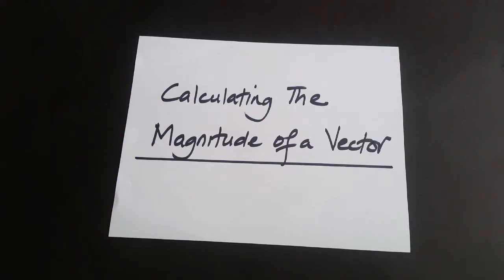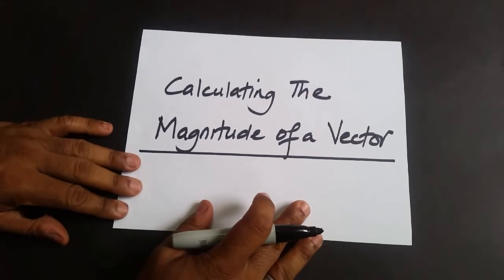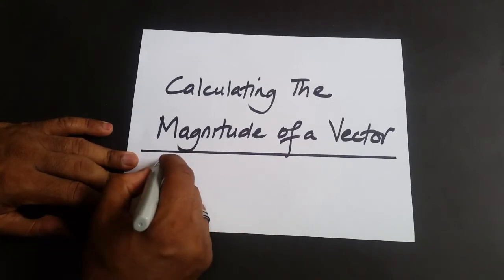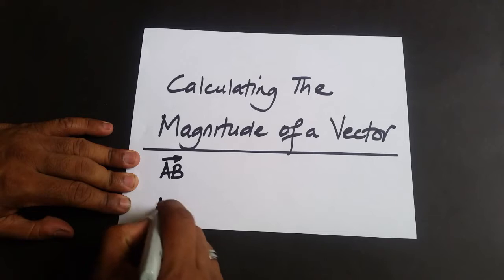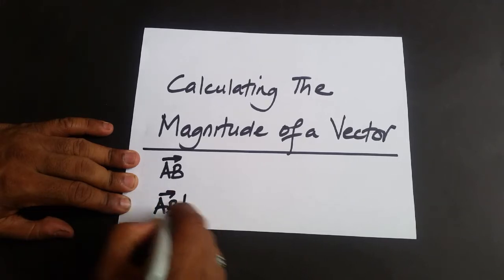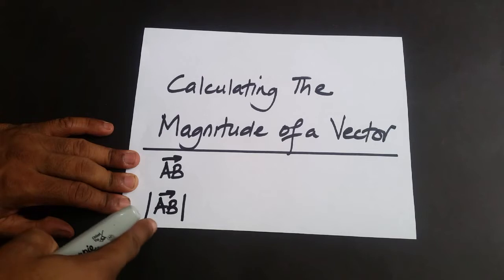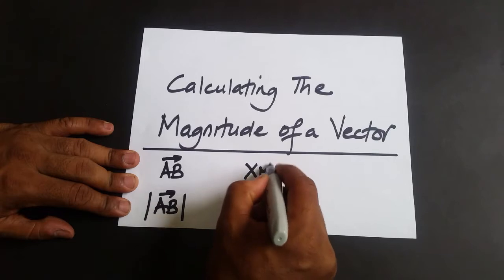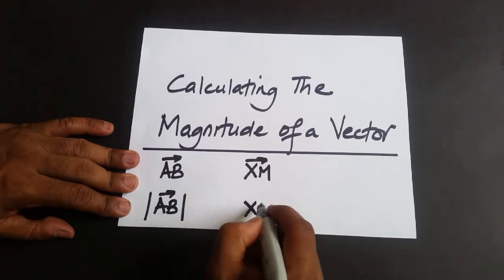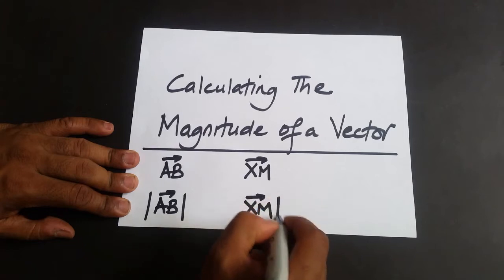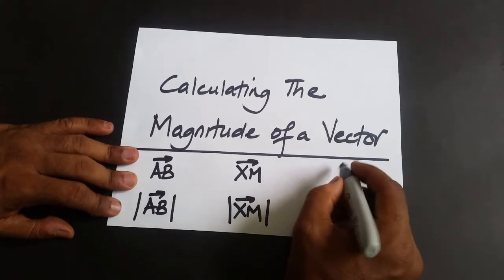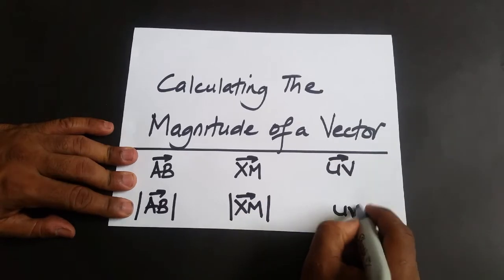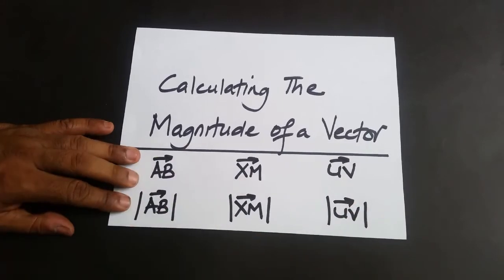Now before we actually start, I just want to get something off the bat. If a vector is called AB, then its magnitude is denoted this way. This means vector AB, this means the magnitude of vector AB. Similarly, if a vector is called XM, then this would mean the magnitude of XM. Finally, if the vector is called UV, then this would mean the magnitude of vector UV.